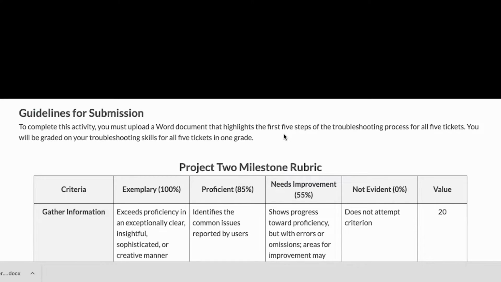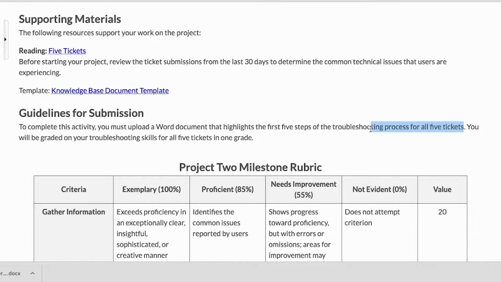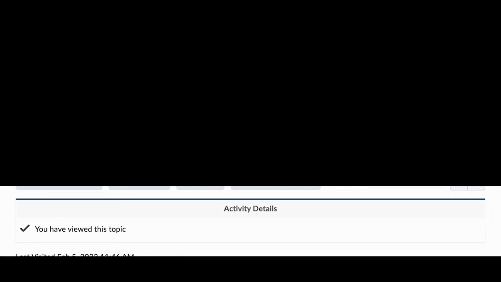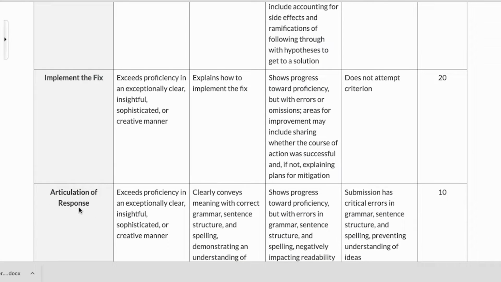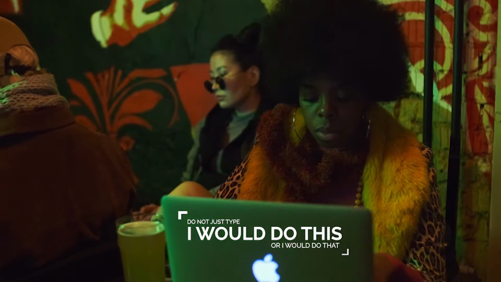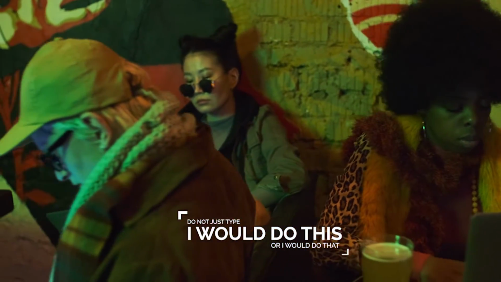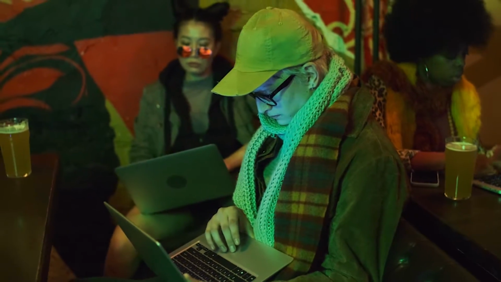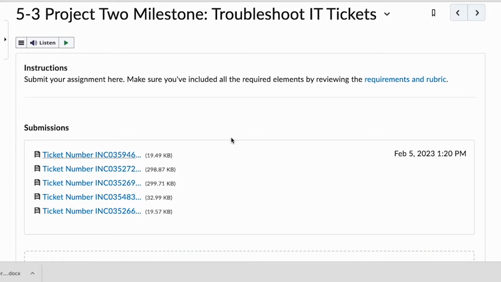The part I think people will overlook is where it says for all 5 tickets, and that's why I believe it would be a very long document if you were to do that. Outside of that, in this point system, the articulation of response is one thing you need to make sure of: how are you writing this? Not just saying, I would do this, I would do that. Speak as if you were a technical support agent going out to answer a person's questions. That's what I gathered from this.